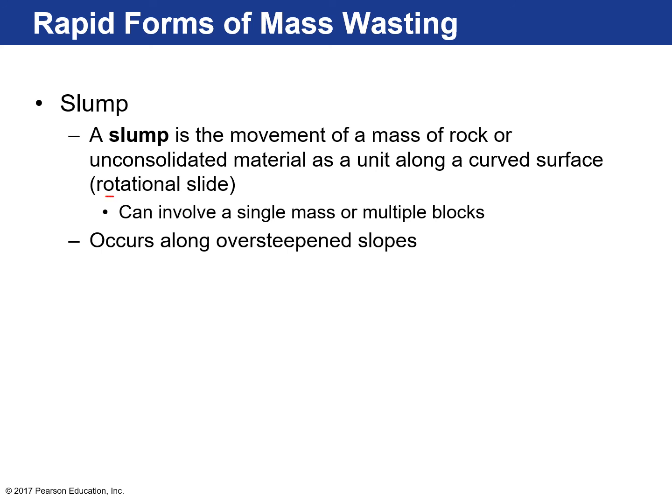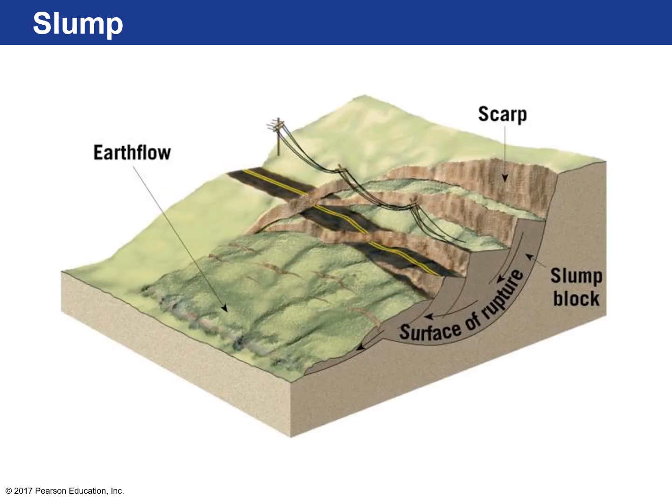Okay, a slump is a type of mass wasting event. It's a rotational slide. Okay, so it can involve a single mass of material or multiple blocks. And it typically occurs in over-steepened slopes. Let me show you a picture here. This is an over-steepened slope with a road on it, okay? And then all this material, which was once here, moves along a concave surface. So it moves along this surface, so it's a rotational movement. And we refer to this as the slump block.